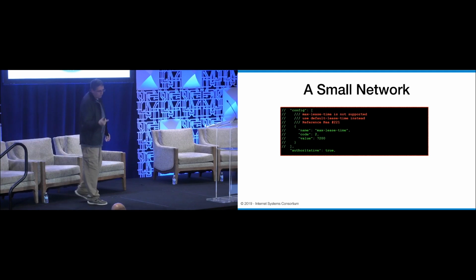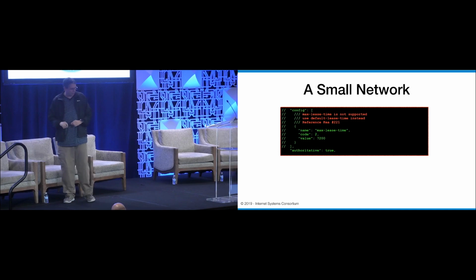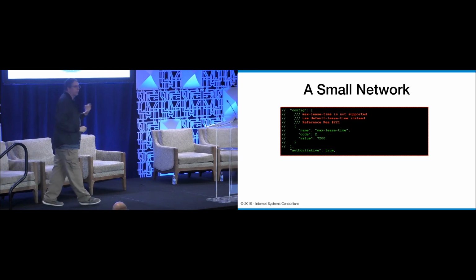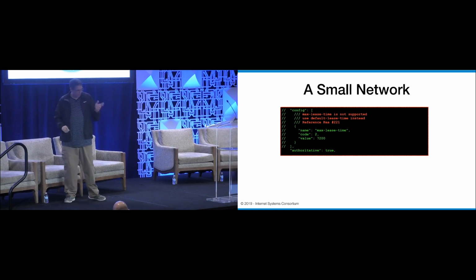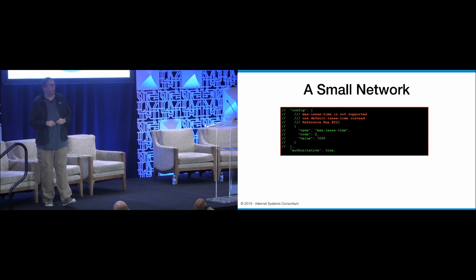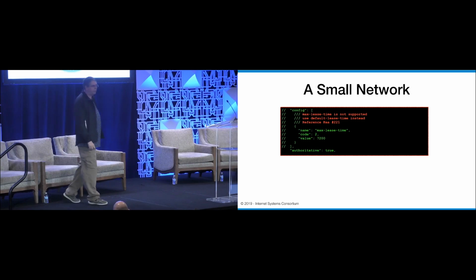Moving on, the configuration. Again, if you see something with three slashes, that's a comment introduced by the Kea MA configuration tool. Max lease time is not supported. Use default lease time instead. Reference Kea number 221. Well, I always thought that min lease time, max lease time, and default lease time were just things that you always set in a DHCP configuration.